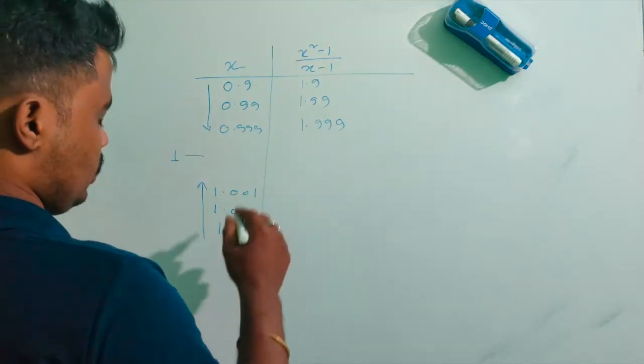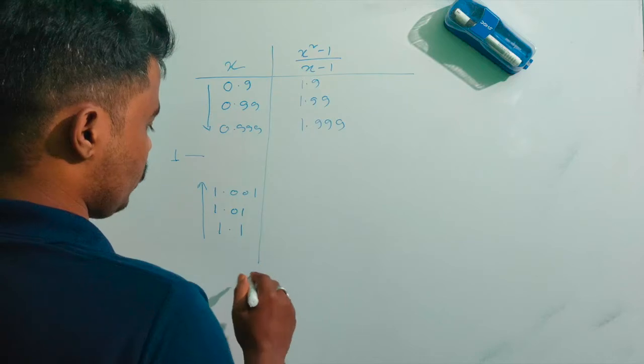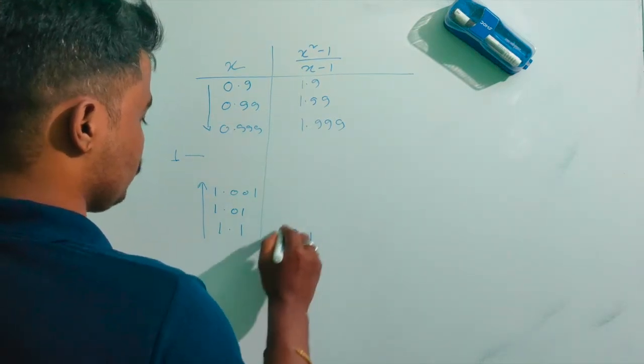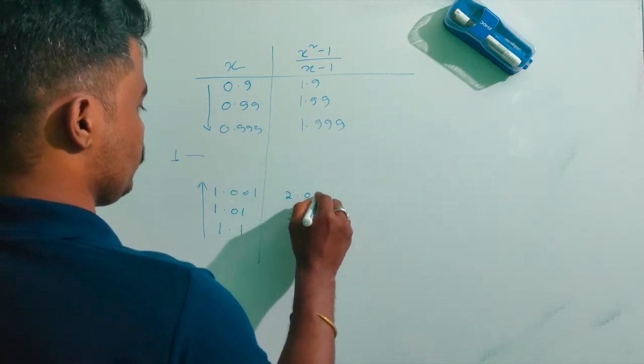And similarly, we will calculate the value of the function at x equal to 1.1. We will get the output as 2.1. Here we will get 2.01. Here we will get 2.001.